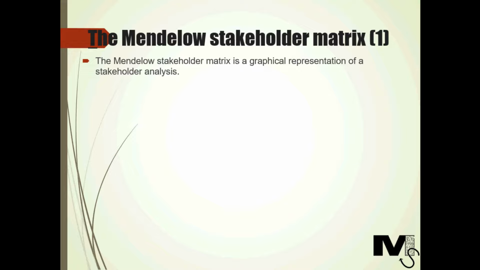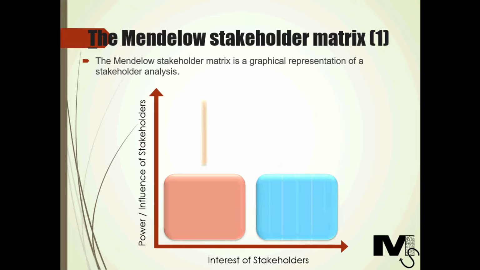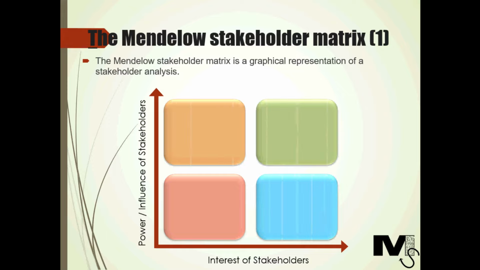In terms of structure, it consists of two axes. As we can see, the x-axis is a measure of the level of interest of stakeholders. The more the interest, the more towards the right a stakeholder will be. The y-axis is a measure of the amount of power or influence a stakeholder has on the project. The more powerful the stakeholder is, the higher on the axis he or she will be. Plotting the stakeholders on the axis produces 4 areas. So let's look at these and complete the matrix graphics now.